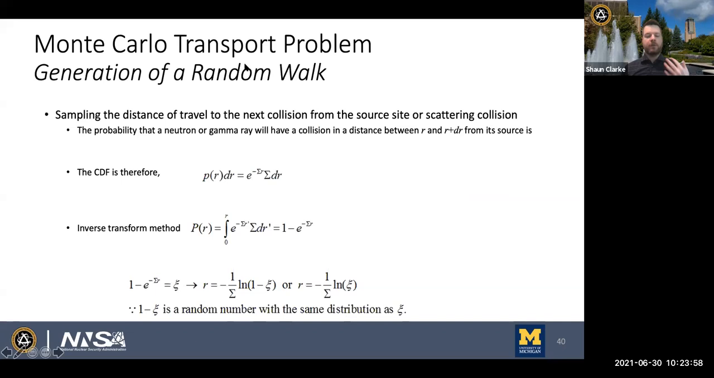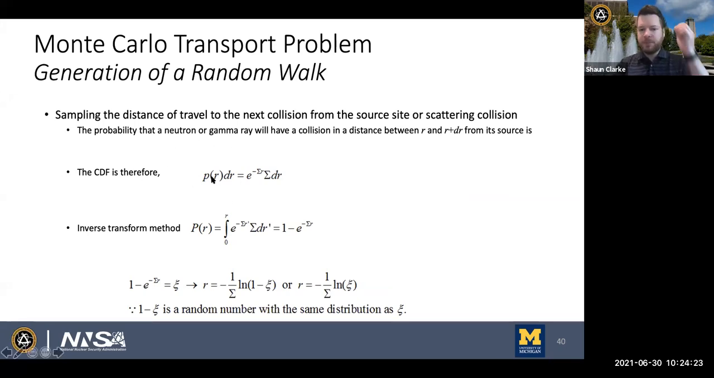Okay, so we've talked about particle position, we've talked briefly about particle energy, and we've talked about particle direction. So now we have a source particle that's been emitted from the source at a certain position in a given direction with a certain energy. The next question is, once the particle enters the slab, how far will it travel? And this is how we do that.